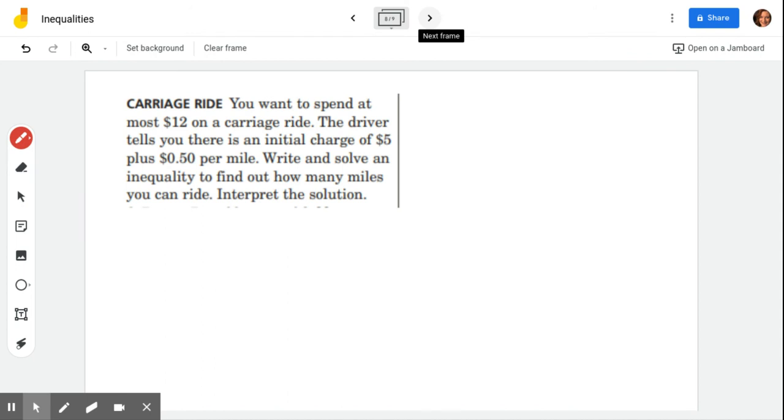Okay, last problem, guys. You want to spend at most $12 on a carriage ride. The driver tells you there is an initial charge of $5 plus 50 cents per mile. Write and solve an inequality to find how many miles you can ride. Interpret the solution. First thing I always look for is what it's asking me to find. This says find out how many miles you can ride. So I'm going to define my variable. Again, that's something that we talked about in the video on two-step equation word problems. So I'm going to write down that M is for miles, or M represents miles.